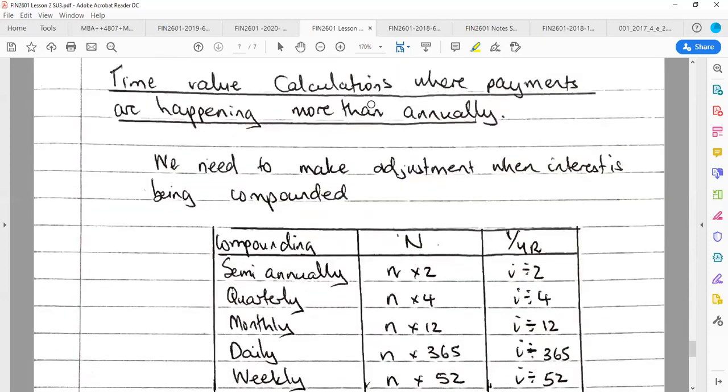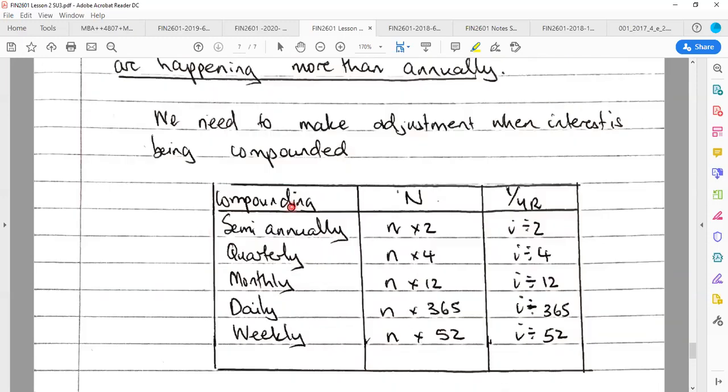And then lastly, for today's recording, we also have time value calculations where compounding is happening more than annually. Sometimes interest is being added more than each year. So if you invest money in a bank, sometimes they give you interest monthly, every month, or every 6 months, or every quarter. So we might have interest being compounded semi-annually, or quarterly, or monthly, or daily, or weekly.